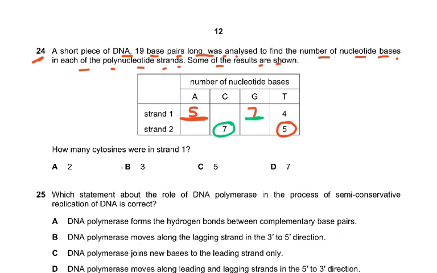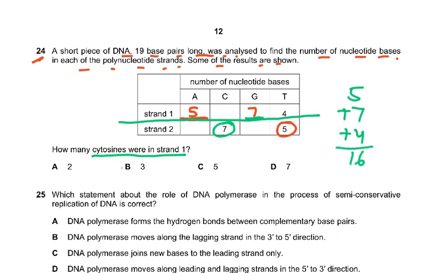So now in the first strand, what do we have? It says how many cytosines were in strand 1. So 5 plus 7 plus 4, that is 16. But we had a total of 19 base pairs. So 19 minus 16 is equal to 3. So that is why the answer is 3.